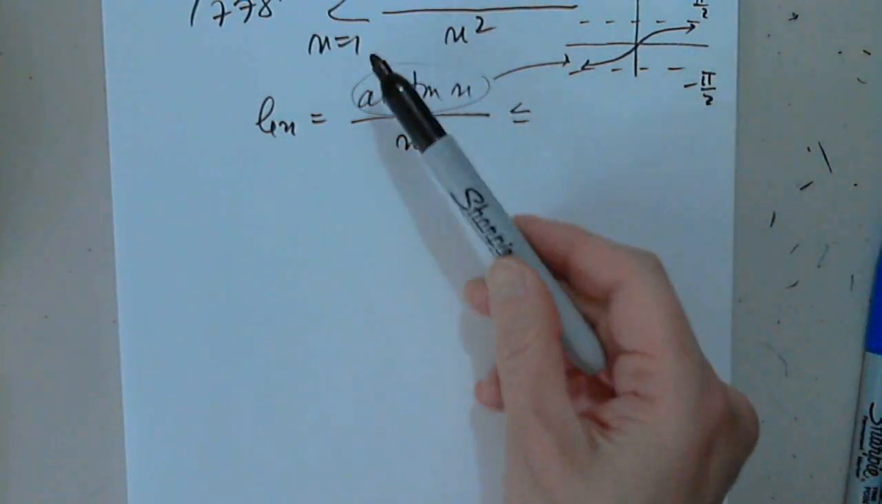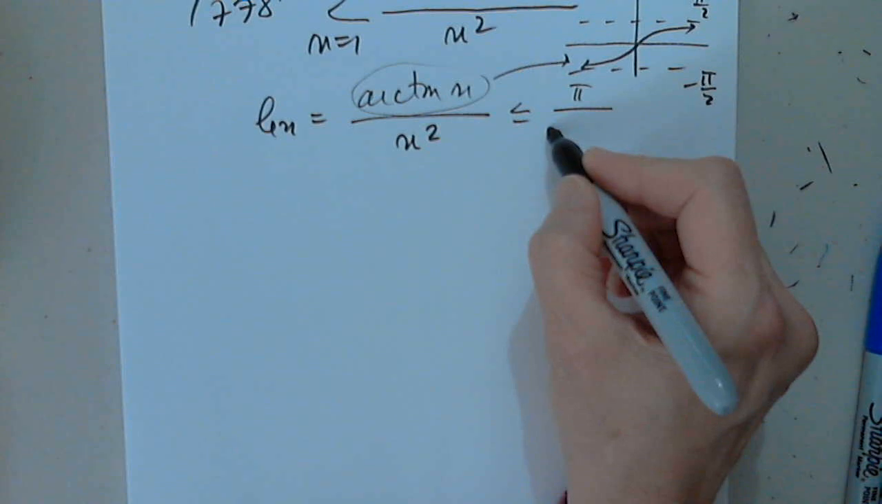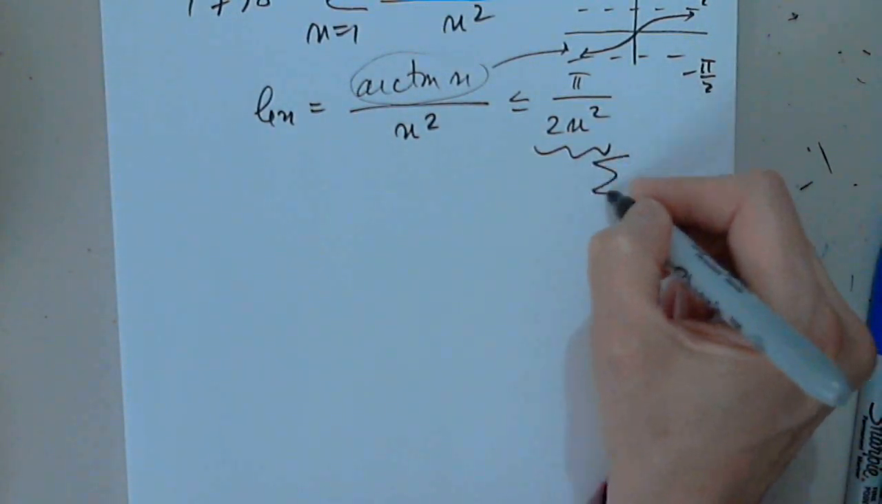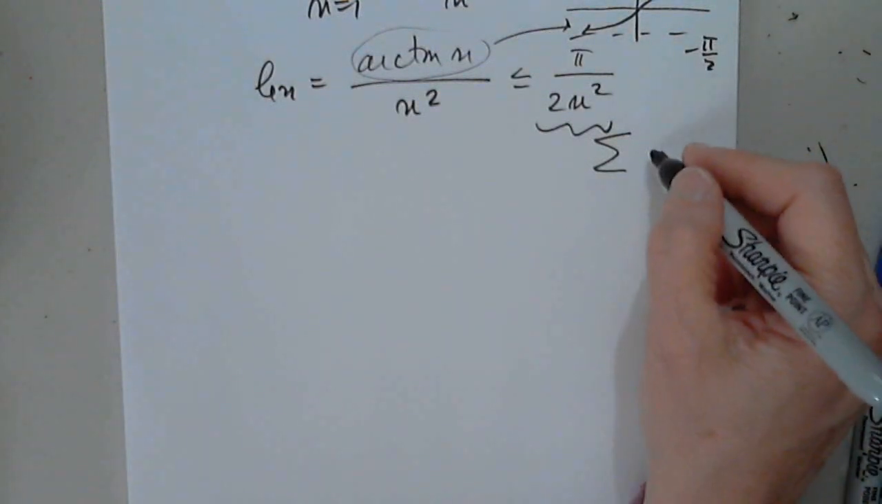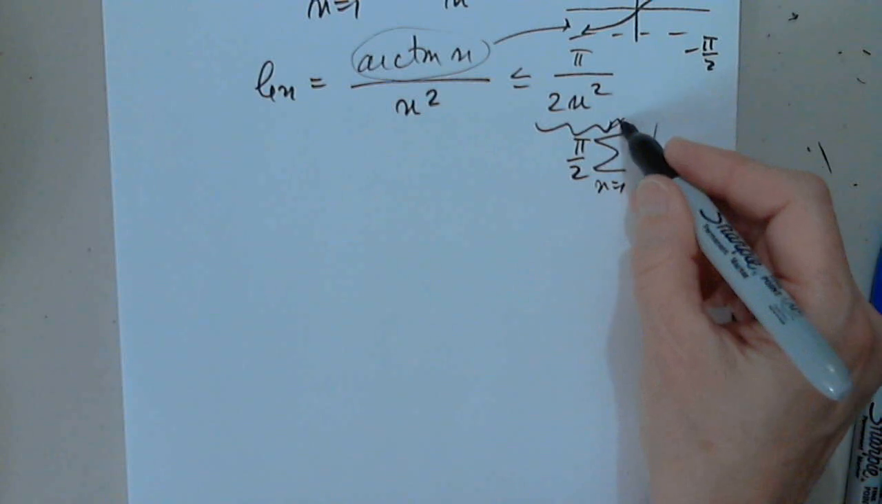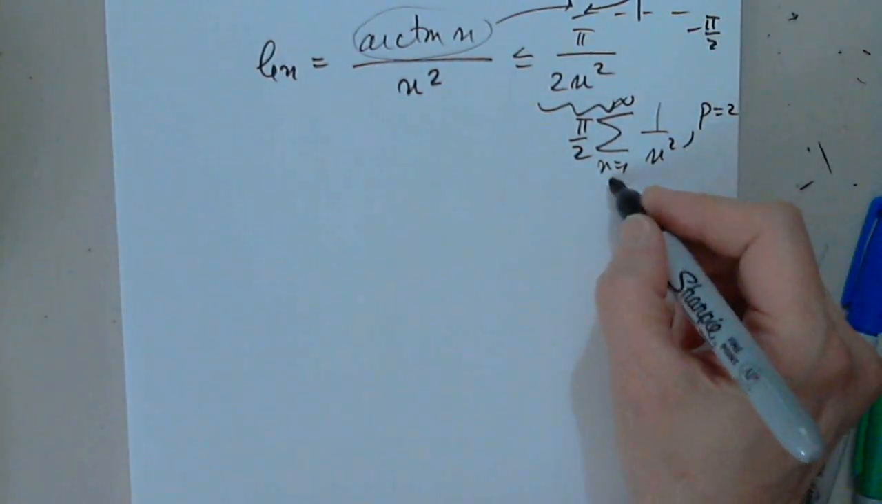So the top, as n approaches infinity, is pi over 2, so pi over 2 times 1 over n squared. But this is the p-series of 1 over n squared with pi over 2 in front, n equals 1 to infinity, with p equals 2, which is greater than 1. So this is convergent.